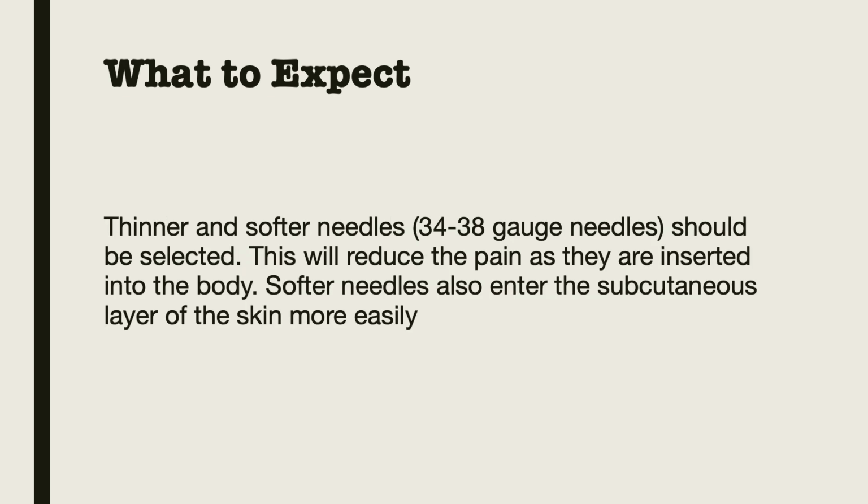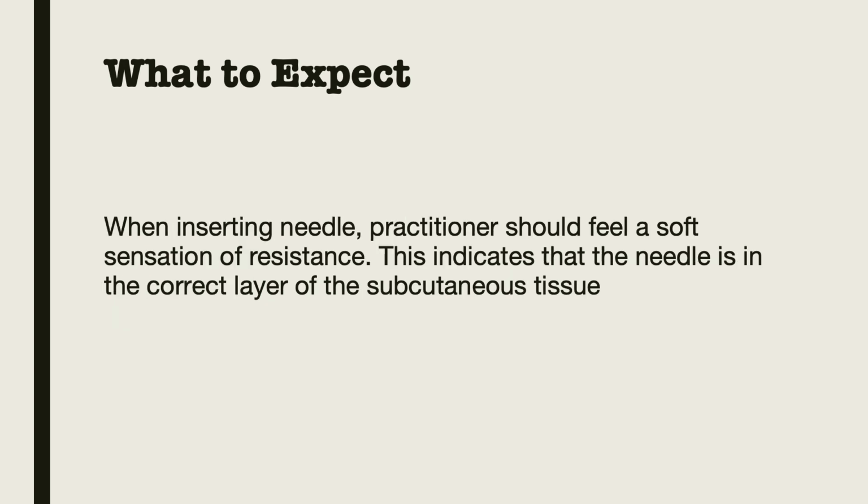Thinner and softer needles, such as 34 to 38 gauge needles, should be selected for wrist and ankle acupuncture. This will reduce the pain as they are inserted into the body. Softer needles also enter the subcutaneous layer of the skin more easily. When inserting the needle, the practitioner should feel a soft sensation of resistance. This usually indicates that the needle is in the correct layer of the subcutaneous tissue.